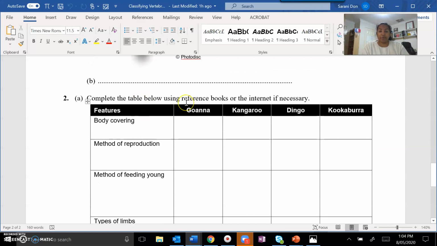This is complete the table below using reference books or the internet. So I want you guys to do some research. You are to research goanna, kangaroo, dingo, and kookaburra. You are to tell me what their body is covered with. So obviously the kangaroo is covered with fur. So I'm going to write fur. Dingo, kookaburra, goanna. So kookaburra, I know it's covered in feathers. I'm going to write it like that.